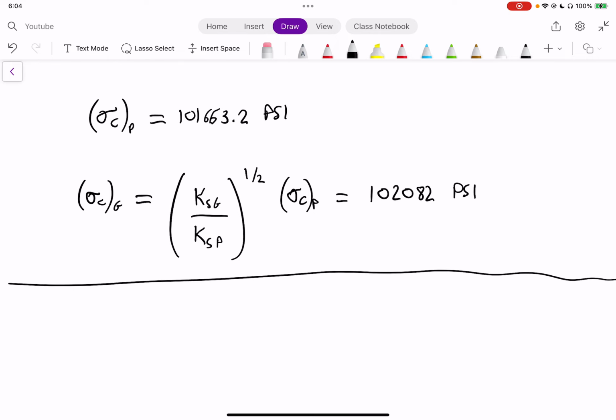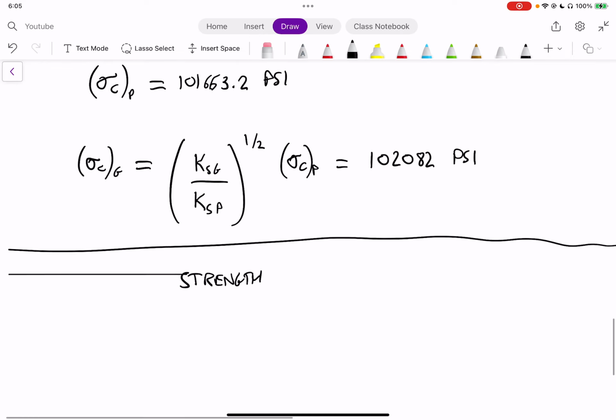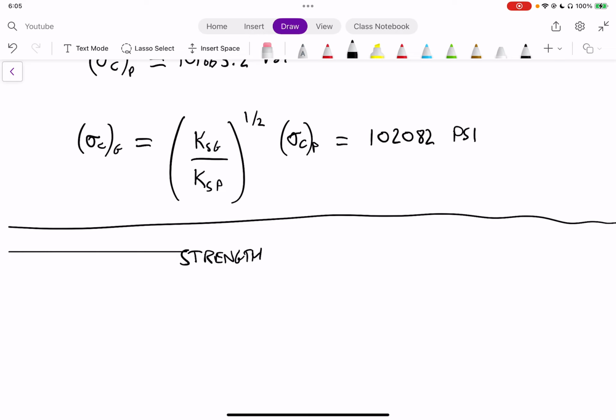So what we're going to do next is introduce strength, what strength means, and how we can compare strength to stress to make sure that our gears are strong enough. So we're going to do a little bit of theory on strength first, and then we're going to continue our working problem. So let's talk about bending strength first.